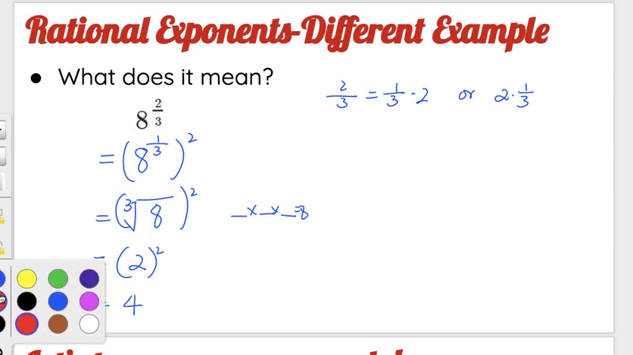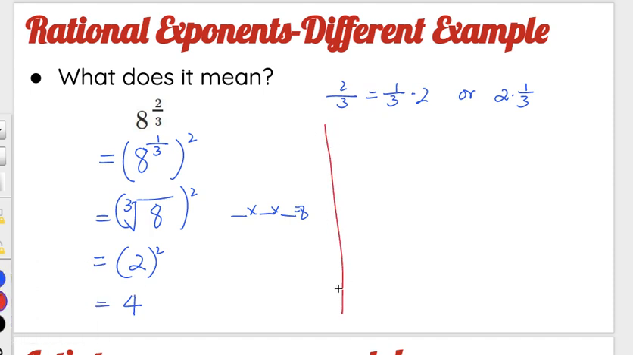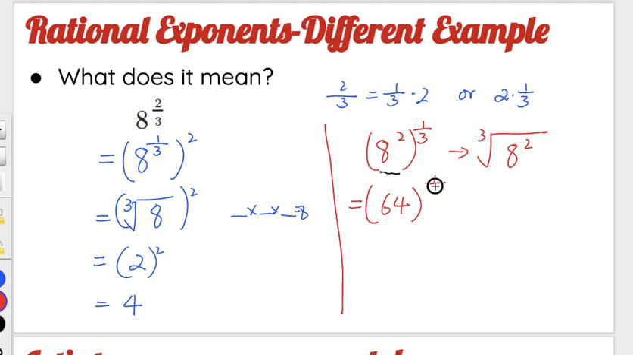Okay, but as I mentioned, we do have another way to deal with it. Instead of dealing with the denominator, which is 1/3, in this situation I'm going to deal with the square first. But do not forget, it's 2 over 3, so it's square, then 1 over 3. This one can be rewritten as the cubic root of 8 squared. Make sense? Because 1/3 to any power actually means cubic root. We know the inside part, 8 squared, is 64. And then we just need to move on, 1/3.